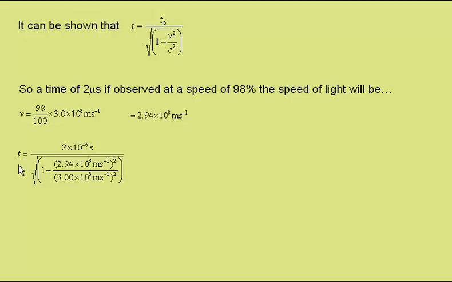Now, putting the numbers into this equation, we get that the time will be 2 microseconds for t0 over the square root of 1 minus the speed of the muons squared over the speed of light in a vacuum squared. This gives a time of 1.0 times 10 to the minus 5 seconds, which is about 5 times as long as 2 microseconds.